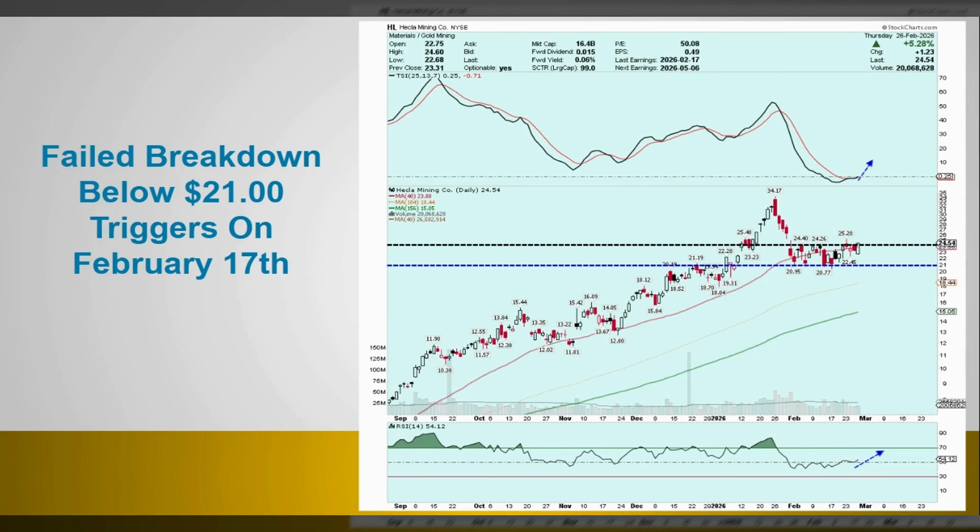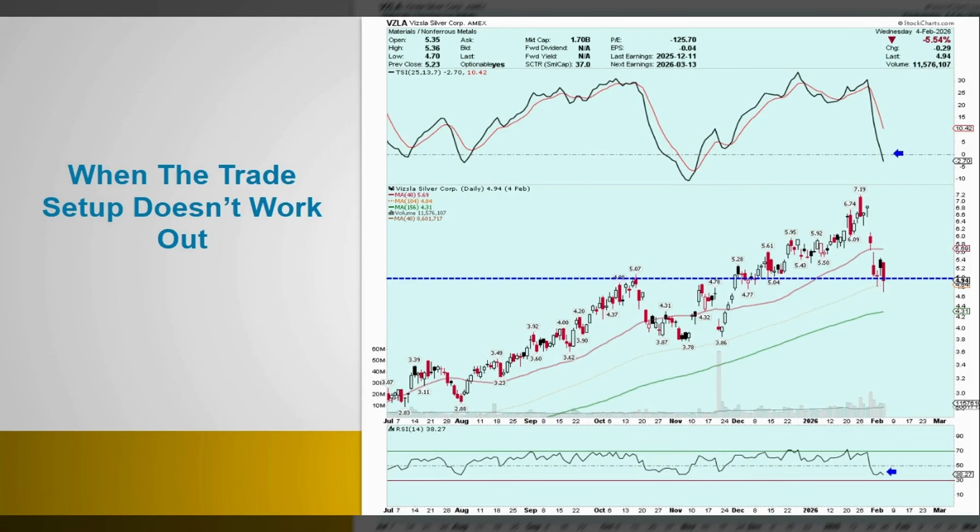So if you ever want to jinx a trade setup, get up on a stage and talk about it in front of an audience. Let's see what Hecla does here. This is a stock setup that I really like, and I'm long. Now, sometimes trade setups don't work out, right? Like Hecla, I've made money on that one, but Vizsla, not so much. So this kind of triggered my bull market correction knife catch trade setup.